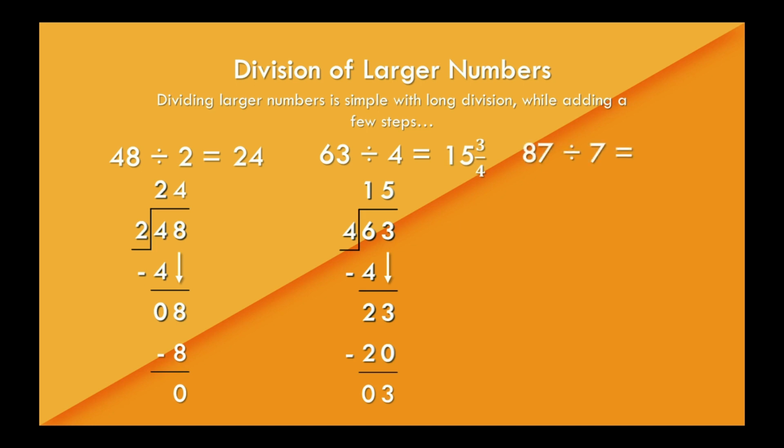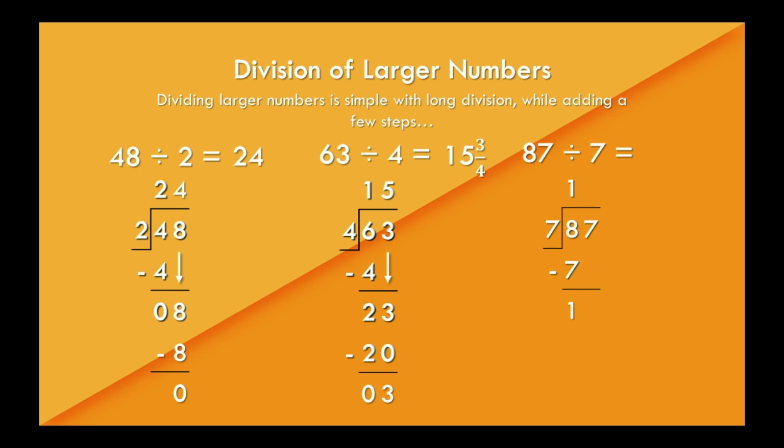One more example to cap it off, 87 divided by 7. Now we write it as normal, and we look at the first digit. We see it's 8. 8, the closest thing we can get in the table of 7 is 7. 7 times 1 is 7. We throw 1 above and 7 below the 8 and subtract. 8 minus 7 is 1.